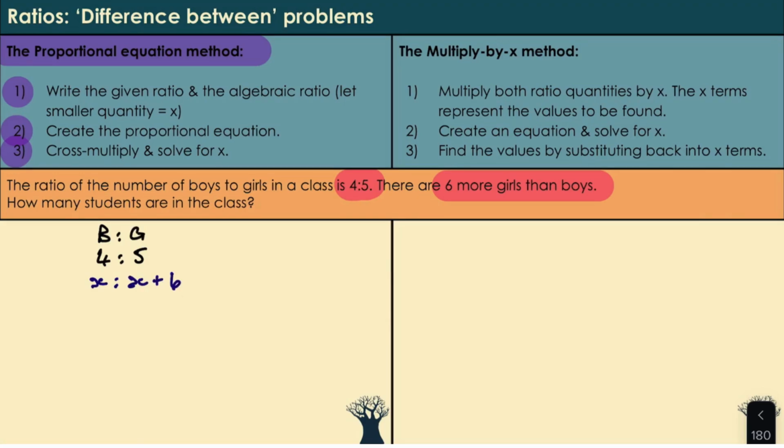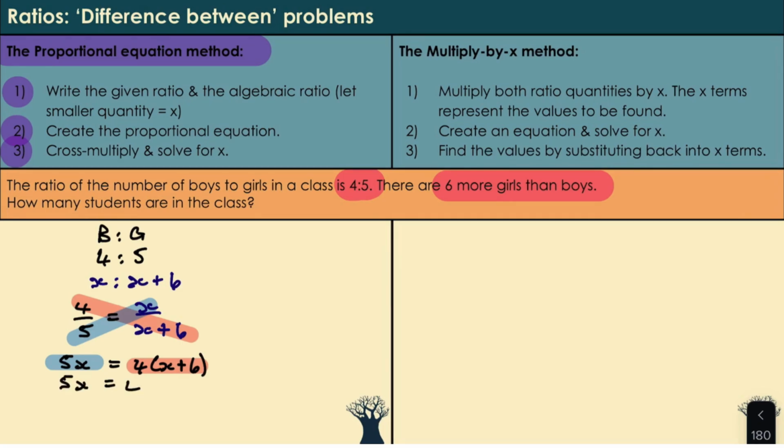Step 2, create the proportional equation. We have our black ratio 4:5, we can express as 4/5, and that is equal to x over x plus 6. Step 3, cross multiply and solve for x. So 5 times x is 5x, and that is equal to 4 multiplied by x plus 6. So 5x is equal to 4x plus 24.